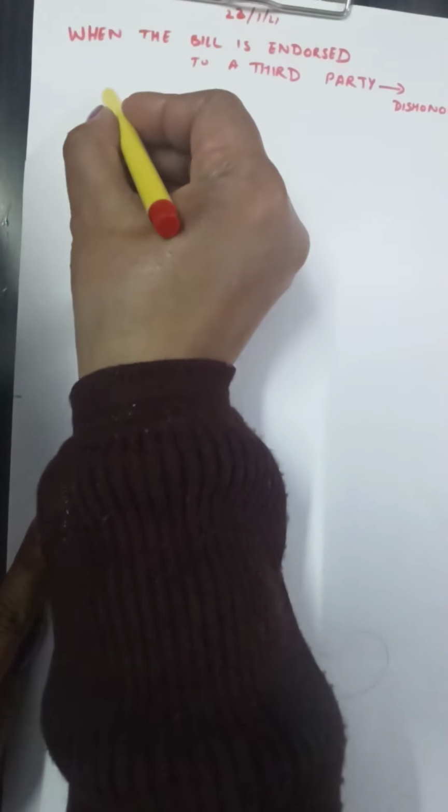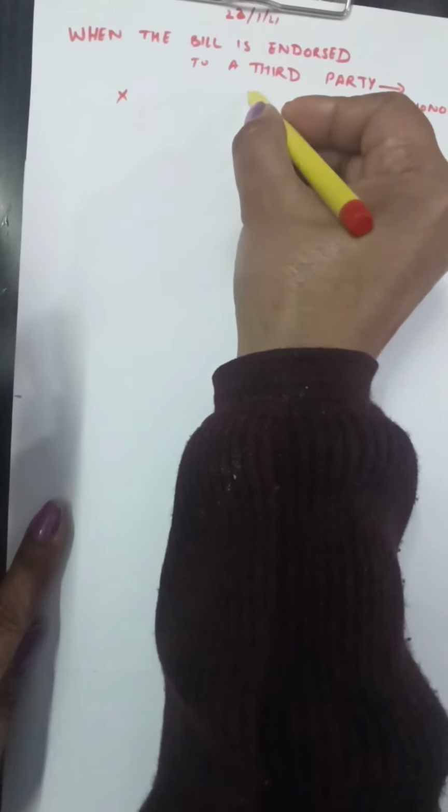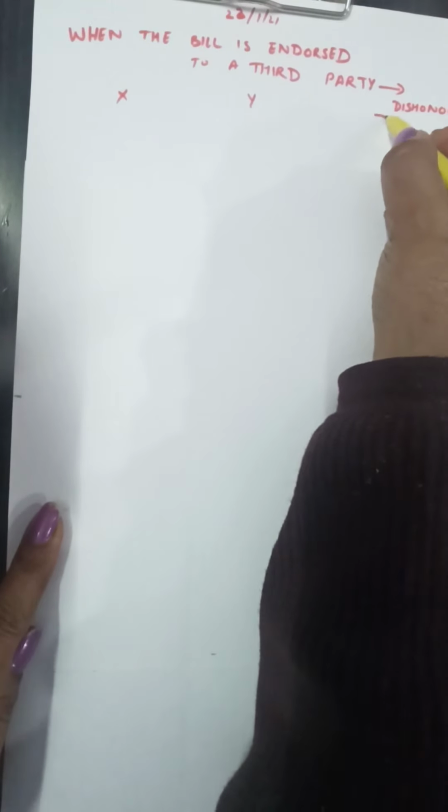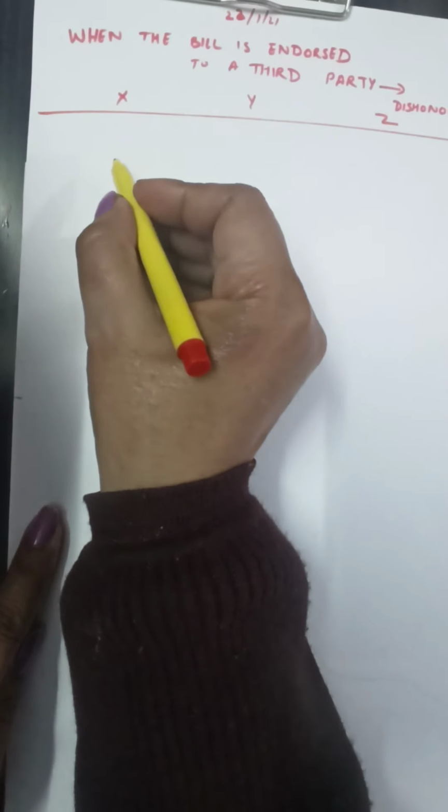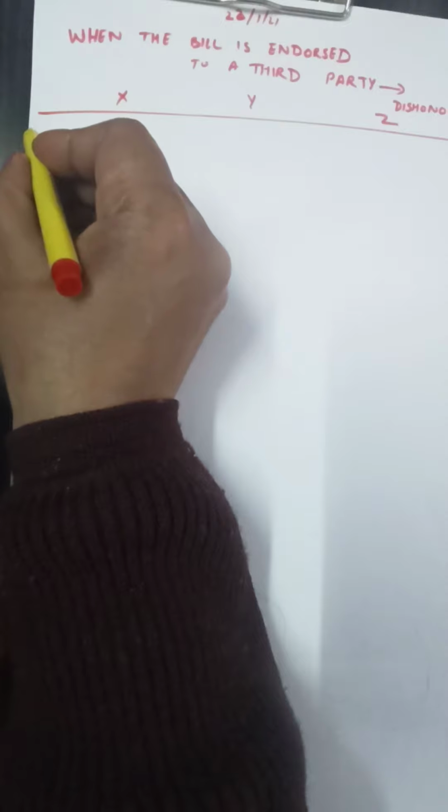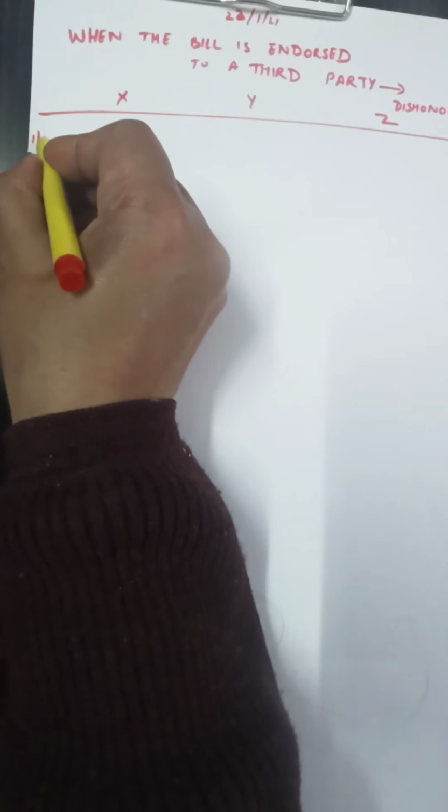I'll just keep the book here so that I can read the question simultaneously. The entries in the books of X, Y and Z we have to do simultaneously. We'll keep posting the entries simultaneously. First entry is on 1st of June.